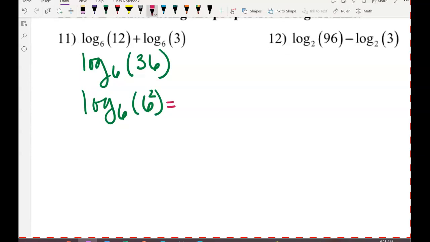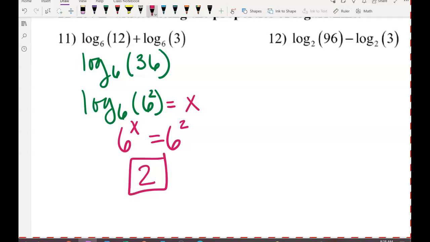Yes. Let's just pretend that we don't know what the answer is. I'm going to give it an x. Is that still okay? Yeah. Then it will be 6 to the x power equals 6 to the what? Second. And that's what Kane saw it is. Just 2.